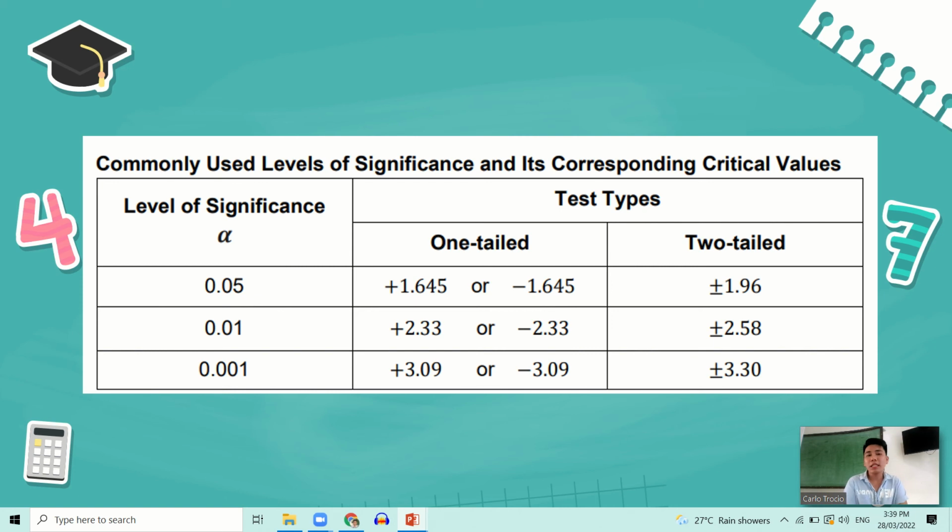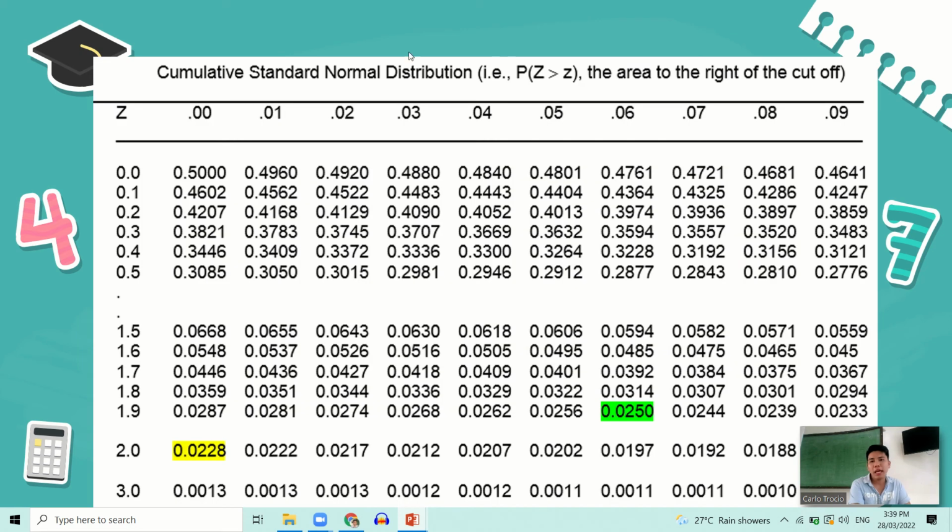Just to give you a tip or a clue, these are the most commonly used levels of significance. You can see this: 0.05, 0.01, 0.001. So if you're going to conduct a one-tailed test, you have these critical values. And then for the two-tailed, you have these. Take a picture so that you can know this and this. Try to know this.